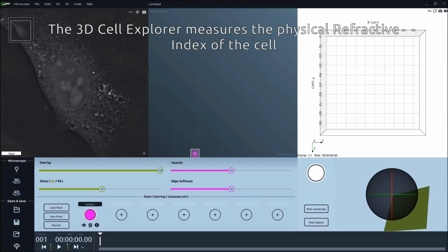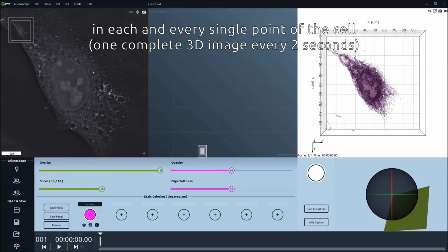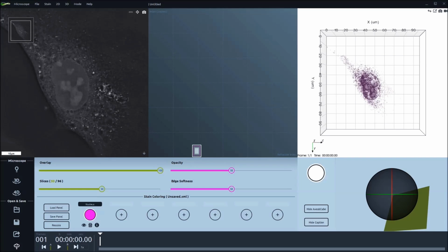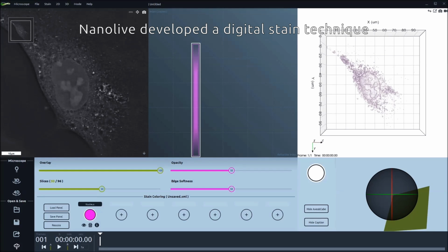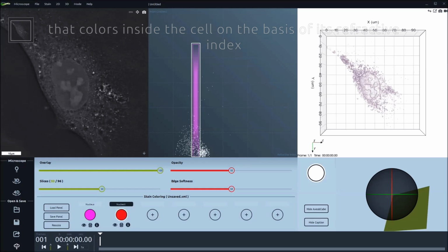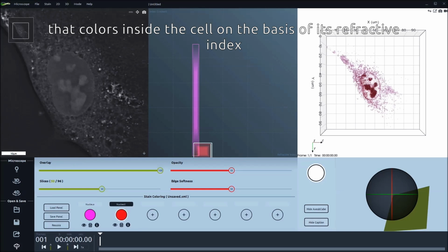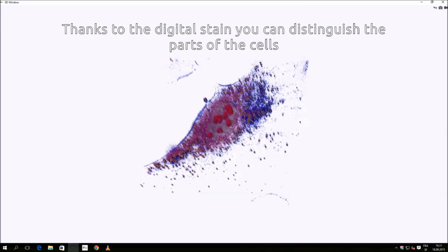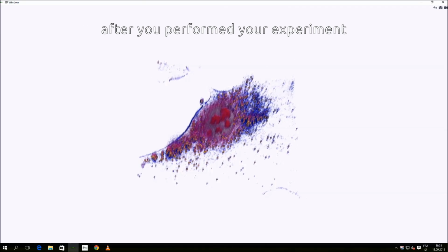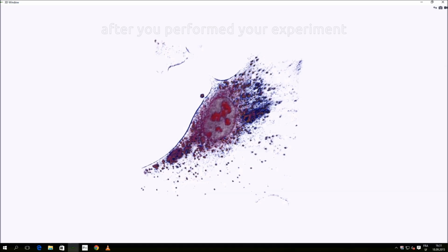The 3D Cell Explorer measures the refractive index in every single point of the cell. NanoLive developed a digital stain technique that colors inside the cell on the basis of its refractive index. Thanks to the digital stain, you can distinguish different parts of the cell after you perform your experiment.